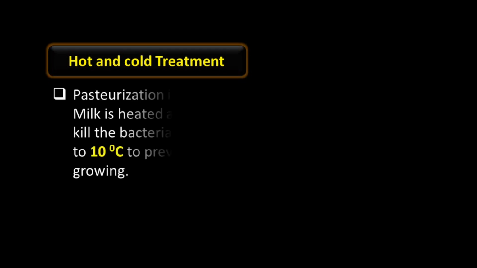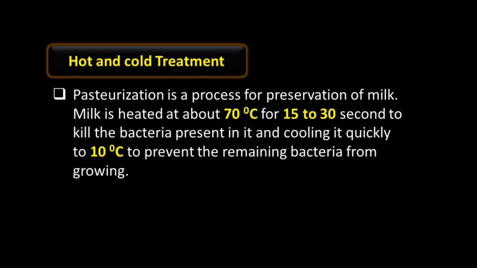Hot and cold treatment to preserve food items. Pasteurization is a process for preservation of milk. Milk is heated at about 70 degrees Celsius for 15 to 30 seconds to kill the bacteria present in it, and cooled quickly to 10 degrees Celsius to prevent the remaining bacteria from growing. So suddenly heating and suddenly cooling, this process is known as the pasteurization method.